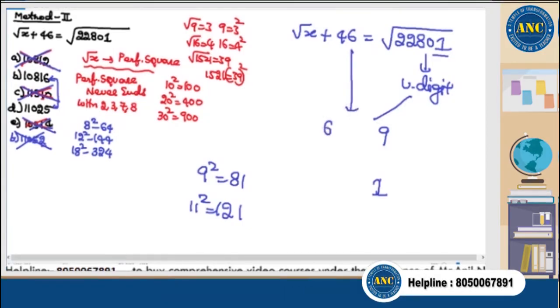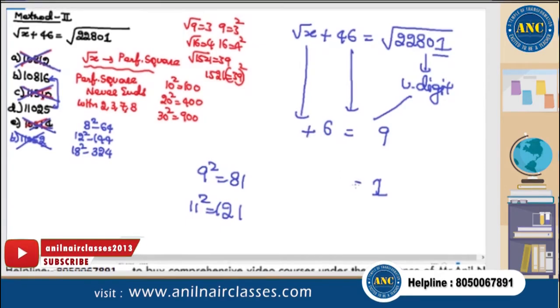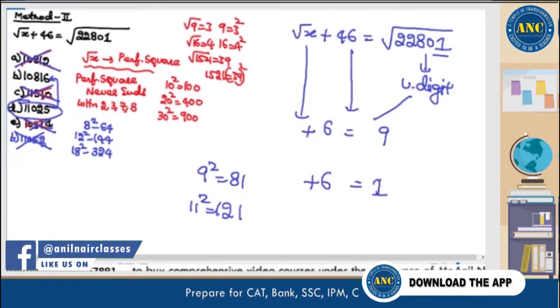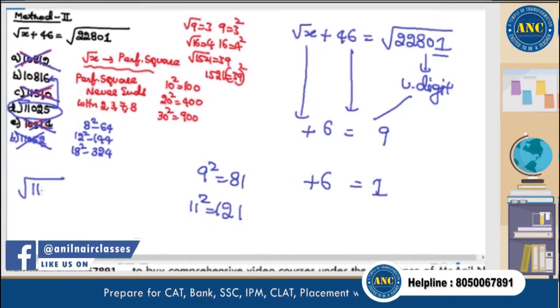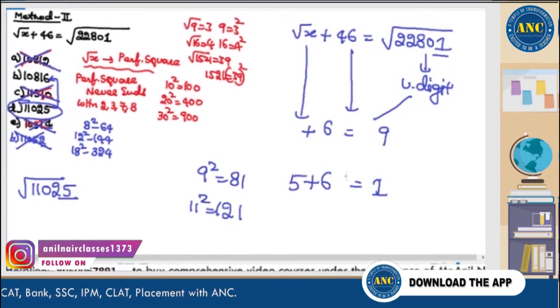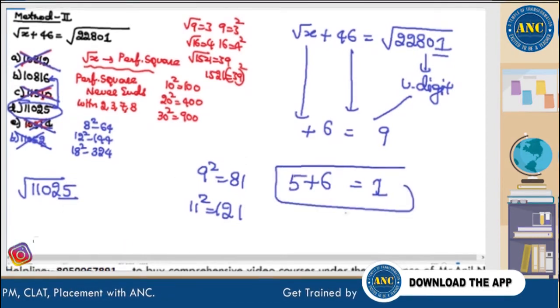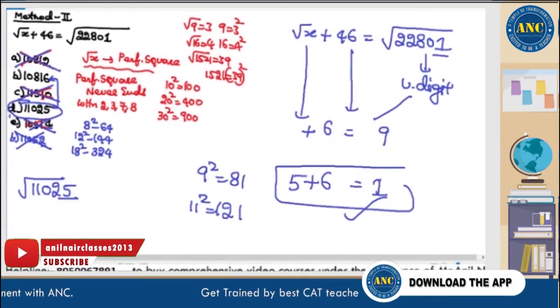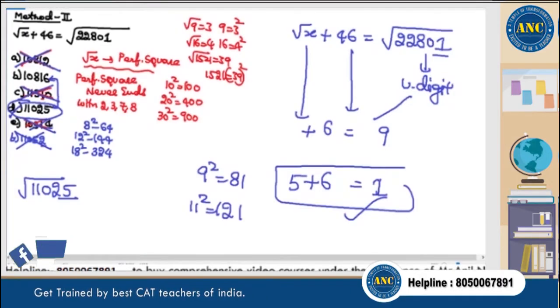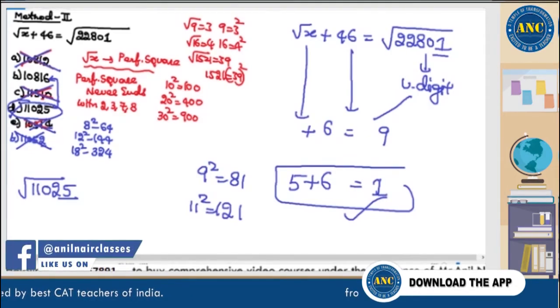This is 6. This will be how much? 6 plus something. If I take 5, the root of 11025 has unit digit 5. So this unit digit is 5. 5 plus 6 is 11, so the unit digit will be 1. So the answer is root of 11025.